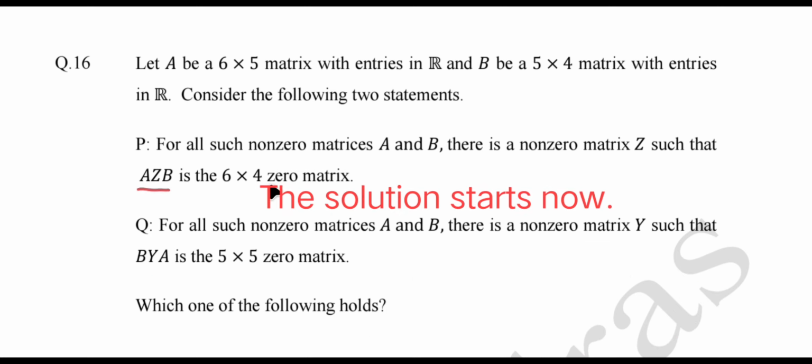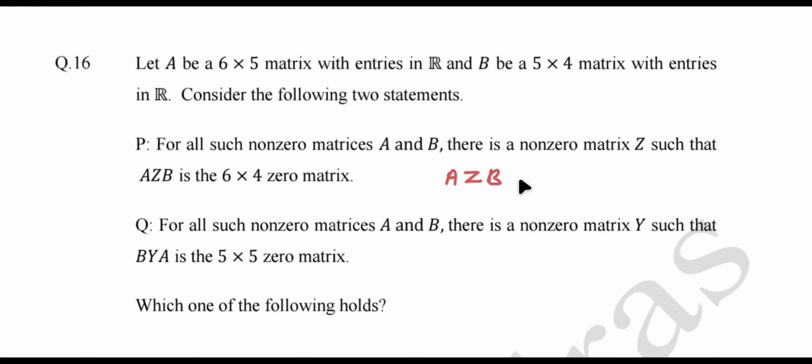Here is AZB. I write it here. It should be equated to 0, and we have to find, is there any Z satisfying this relation? So first let us see the size. Our matrix A is of size 6 into 5, and our B is 5 into 4. So this matrix Z must be 5 into 5.